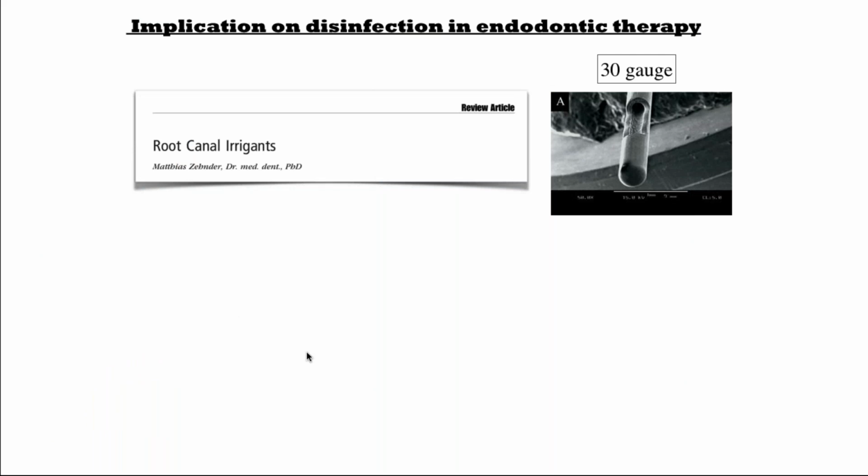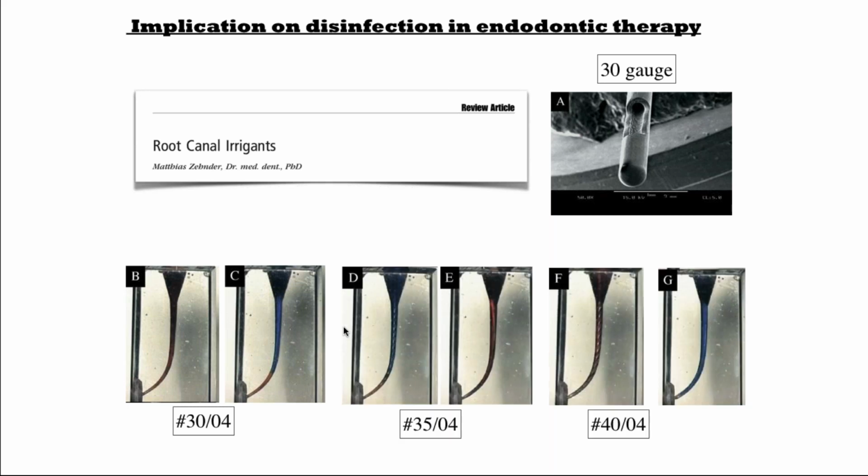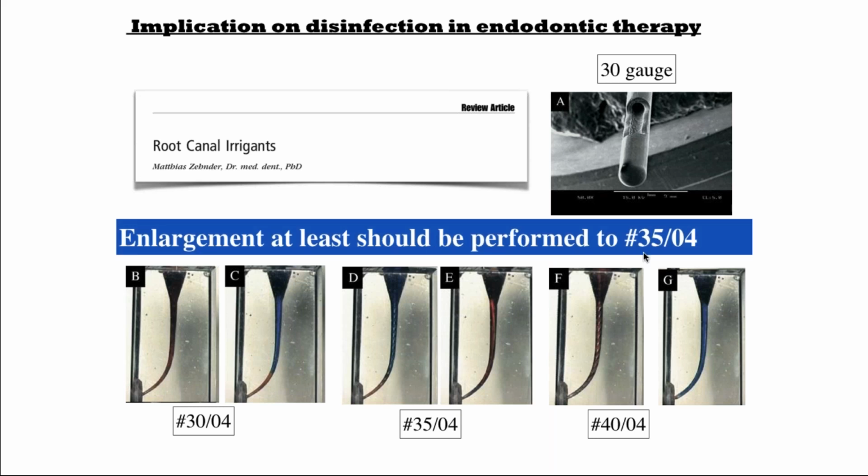So this, you just basically have to do the math, but we like to see studies. And this is a very nice study out of Switzerland by Zender. He was using a 30 gauge needle, which was the smallest needle at that time. And you see, he was looking to see how he could get the irrigant, the blue, down. And what he found was you need at least a 35 to get a 30 gauge needle down. Now that we have a 31 gauge needle available, we now can get to a 30-04.